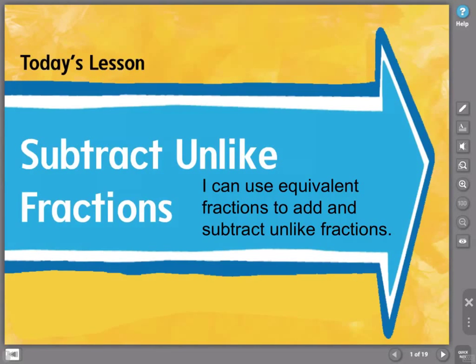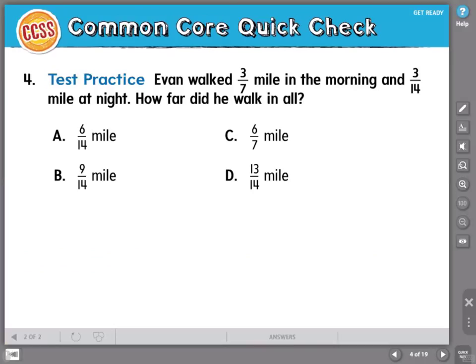Today's lesson is on subtracting unlike fractions. Our I can statement today is: I can use equivalent fractions to add and subtract unlike fractions. Before we get started, let's remember what we learned yesterday.